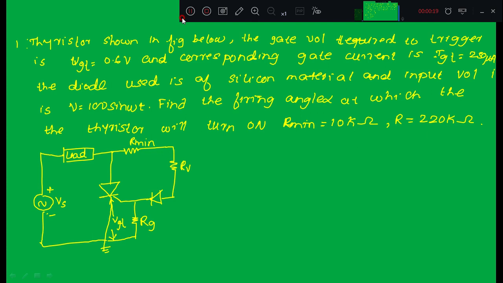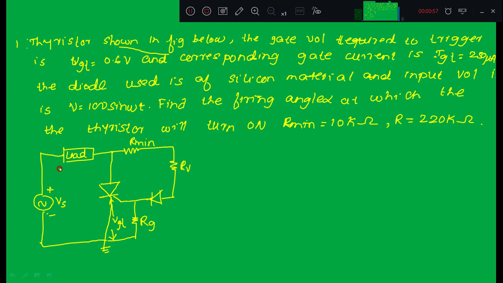The thyristor shown in the figure below. The gate voltage required to trigger is 0.6 volt and the corresponding gate current is 250 microamps. The diode is of silicon material. Input voltage is 100 sin omega t. Find the firing angle alpha at which the thyristor will turn on, where R minimum is given as 10 kilo ohm and R is given as 220 kilo ohm.